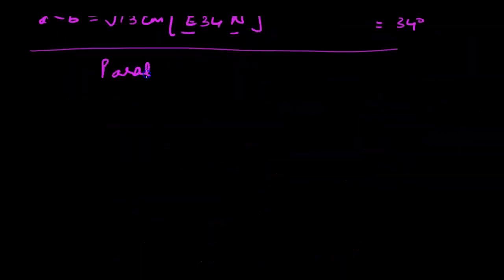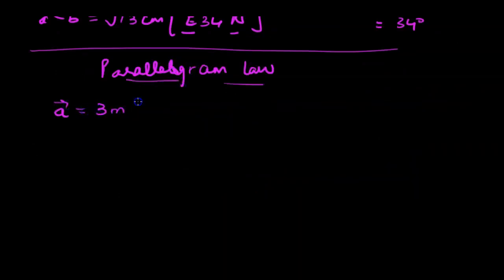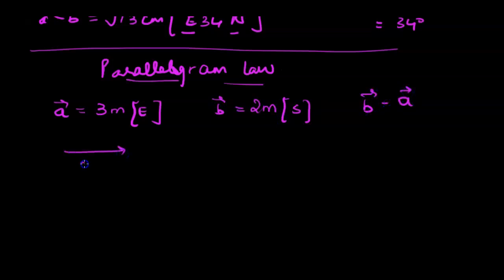For the parallelogram law of vector subtraction, we know vector A is 3 meters east and vector B is given to us as 2 meters south, and we have to subtract, let's say, vector B minus vector A. So vector A looks like this and vector B looks like this because we have to do B minus A and we have to use the parallelogram law. Parallelogram law means tail to tail joining. Triangle law means tail to head joining.